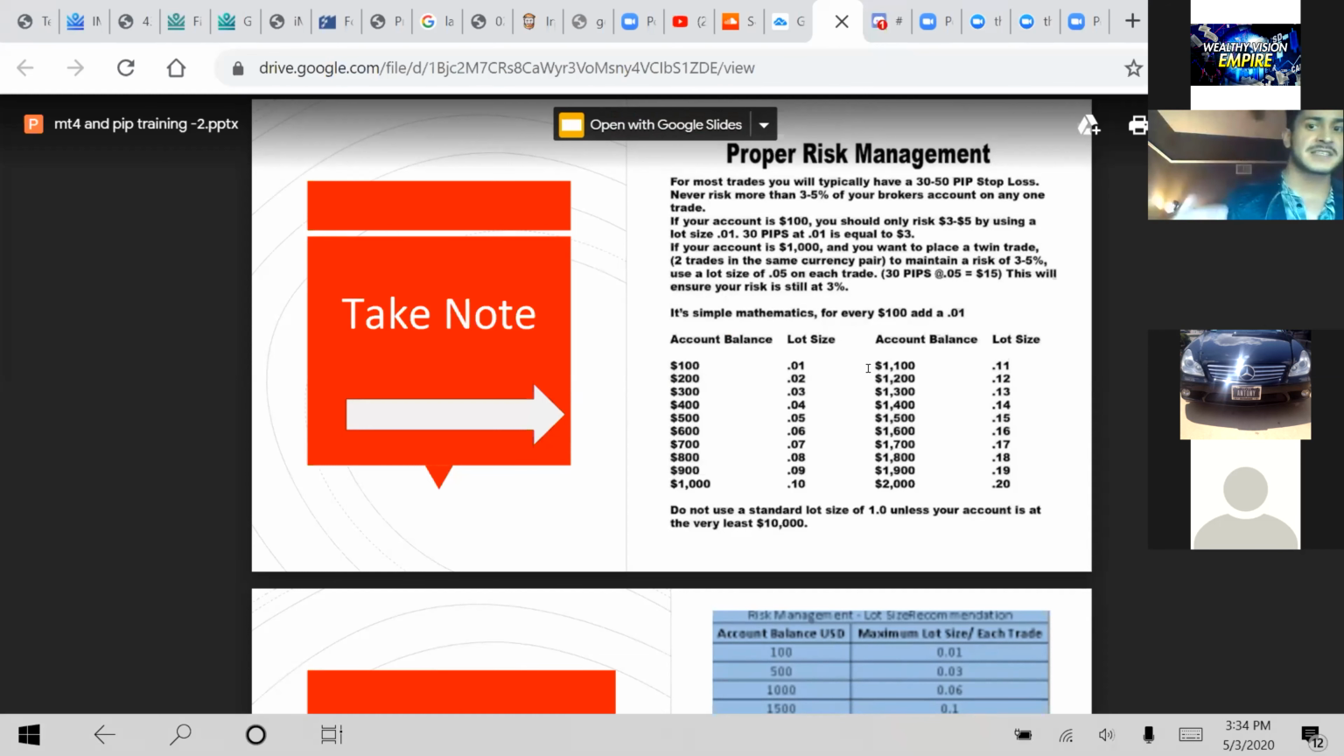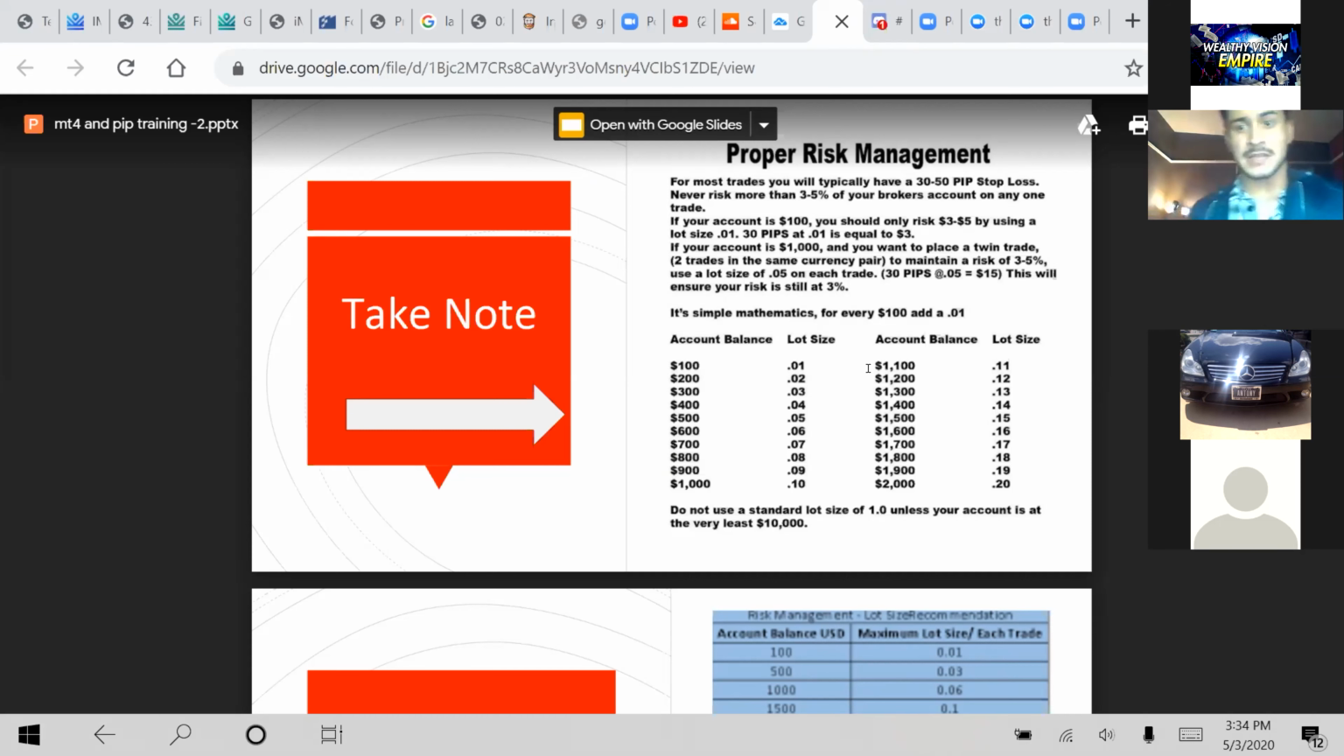So if you can stay consistent with this 3 to 5%, obviously the more you grow your account, that 3 to 5% adds up. I'm telling you, guys. And so if your account is $100, you should only risk $3 to $5 by using a lot size of 0.01, right? Because 30 pips at 0.01 is $3.